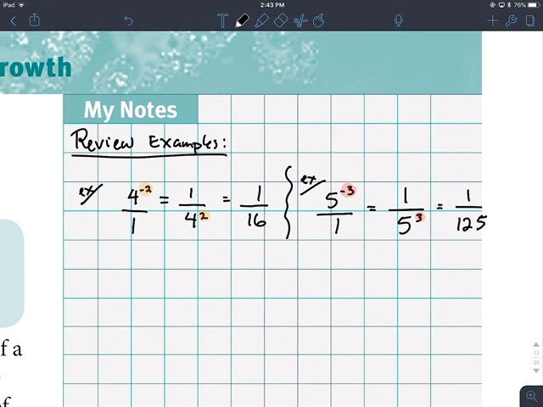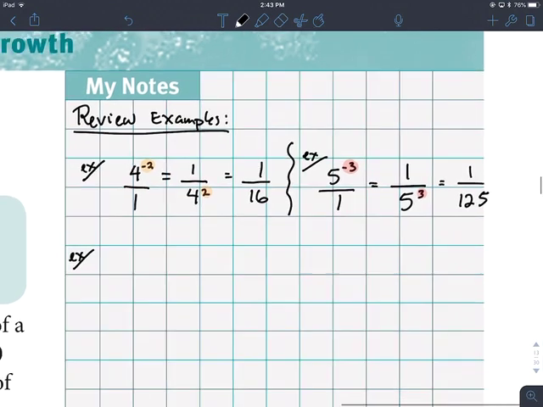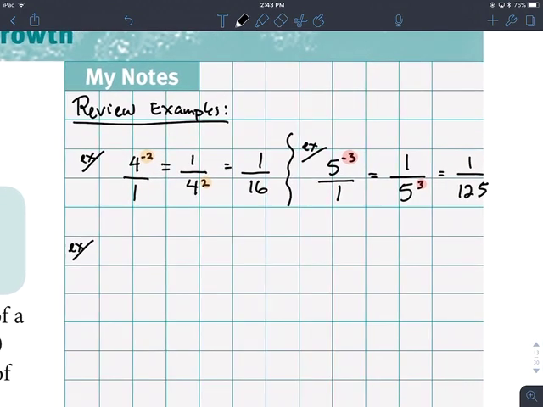And then we started getting a little bit more complicated examples. So what happens if I have 3 to the negative 3 power over 7 to the negative 2 power? So again, one at a time. So notice that the 3 is to the negative third power.